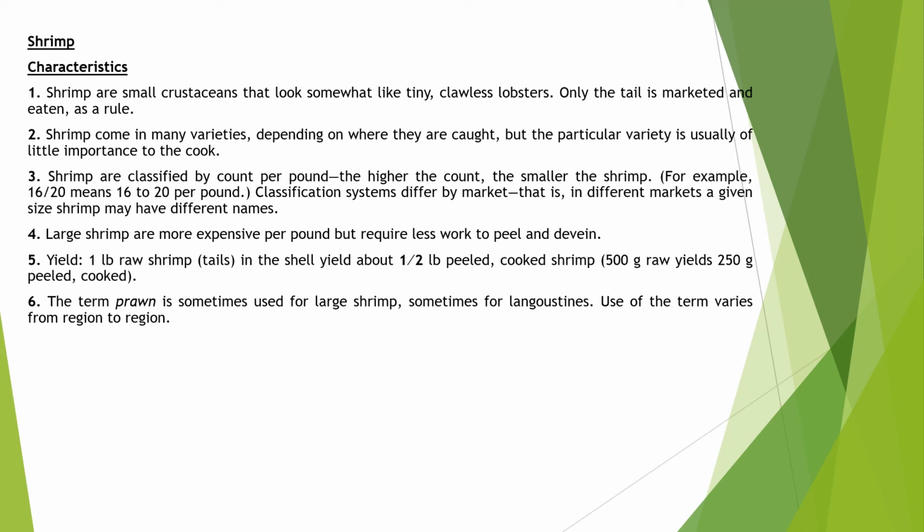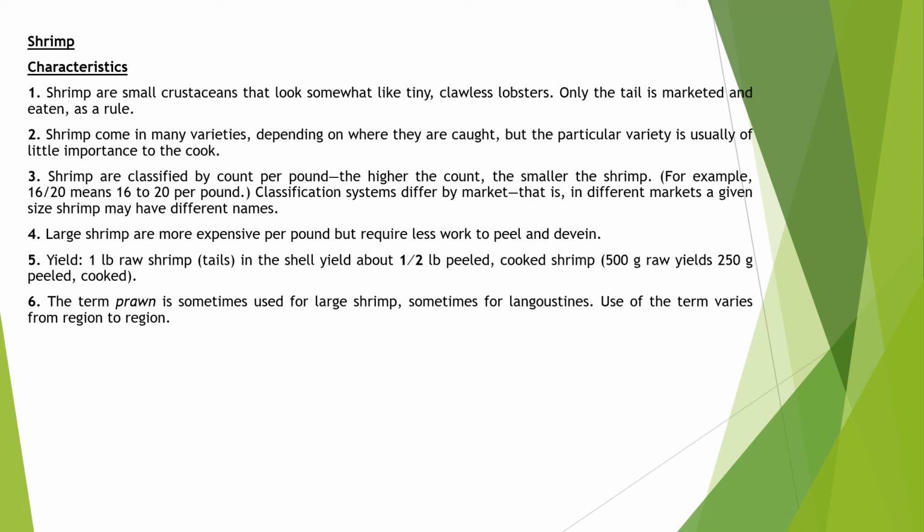Shrimp comes in a variety depending on where they are caught, but the particular variety is usually of little importance to the cook. Now this part is very important. Shrimp are classified by count per pound. The higher the count, the smaller the shrimp. For example, 16 to 20 means 16 to 20 shrimp per pound.